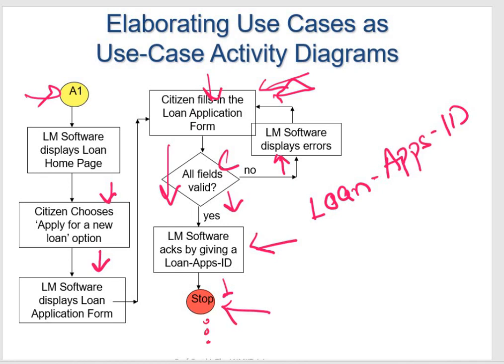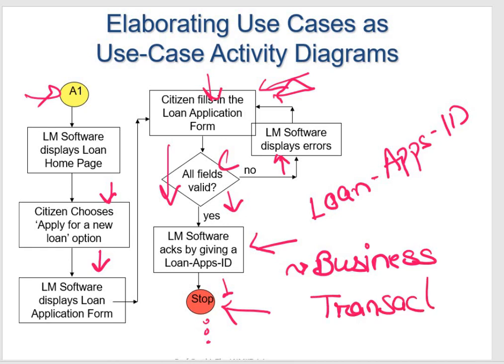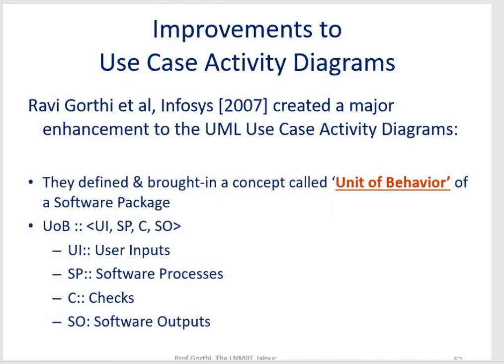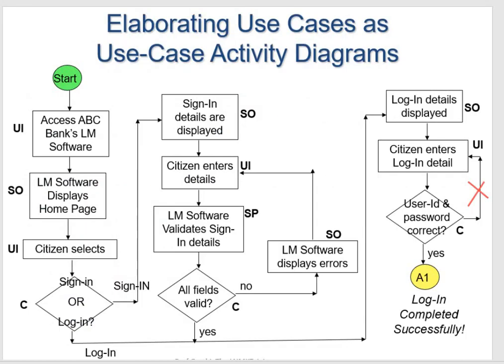Right, just like your customer ID is given or complaint ID is given, so loan application ID is given, or else this loan management software displays error and once again goes to this where citizen has to fill the loan application form. This thing continues and we reach to this particular stop condition. Right, it can continue further based on the entire business transaction. Right, I'm not talking about software transaction, I am talking about business transaction.